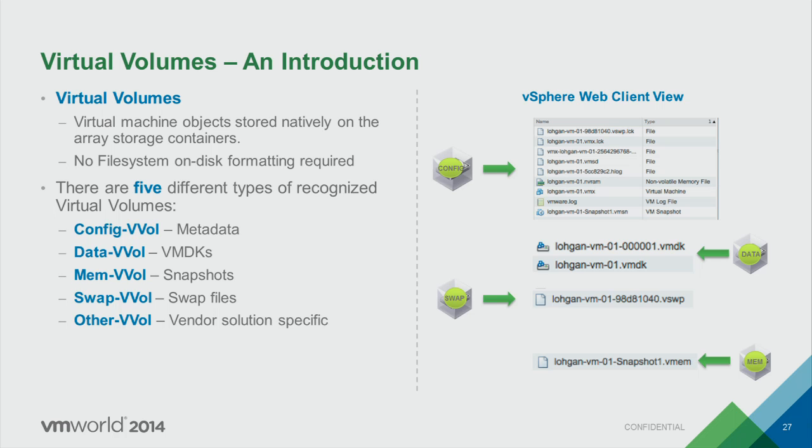We have a mem VVol, which basically manages the snapshots. We'll have a swap VVol, which only gets created when the virtual machines are turned on. And then we have other, which is basically a vendor-specific implementation, which could be many things. Something that's unique to the vendor comes up as a type of volume, and you'll see it there.